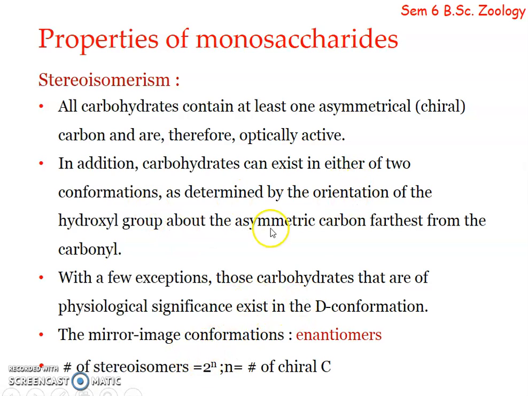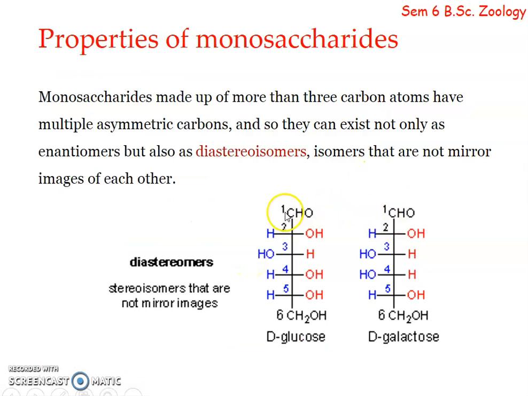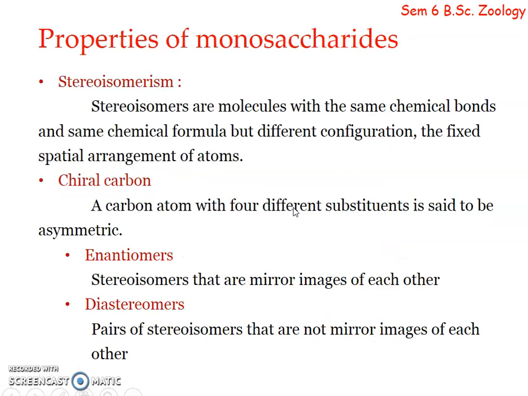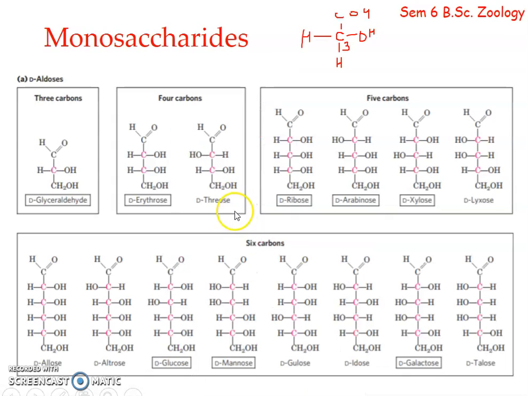of the hydroxyl group about the asymmetric carbon farthest from the carbonyl carbon. This we have already seen. That is, this is the carbonyl carbon. Okay, so here we saw this is the carbonyl carbon, and depending upon the orientation of the hydroxyl group on the asymmetric carbon farthest from the carbonyl carbon, it determines whether it is D or L form. That is the configuration, D configuration or L configuration. I hope it is clear.